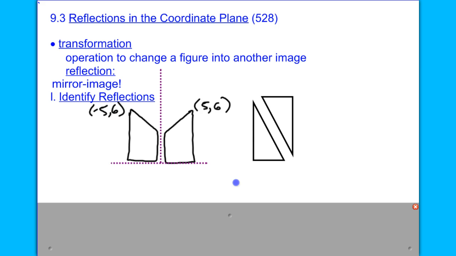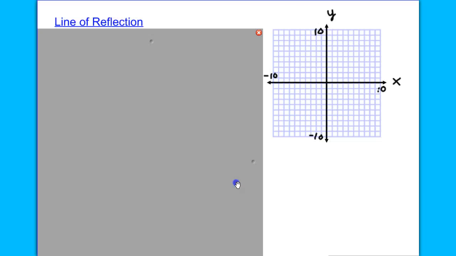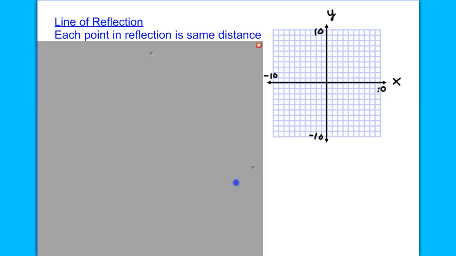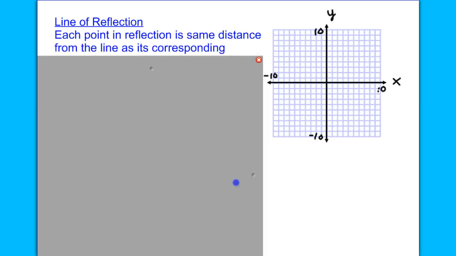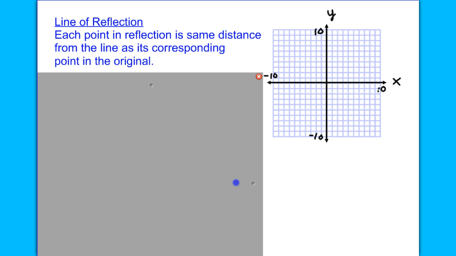So what's the only thing different here? X becomes its opposite. How do you take a number and turn it to its opposite? What is the math behind that? Gabe? You would add a negative sign, but we need to have some operation. Is that addition, subtraction, multiplication, division? You would multiply by negative. That's it. Multiply by -1. And that's the math behind this type of transformation. That's a reflection. Each point in a reflection is the same distance from the line as its corresponding point in the original figure.